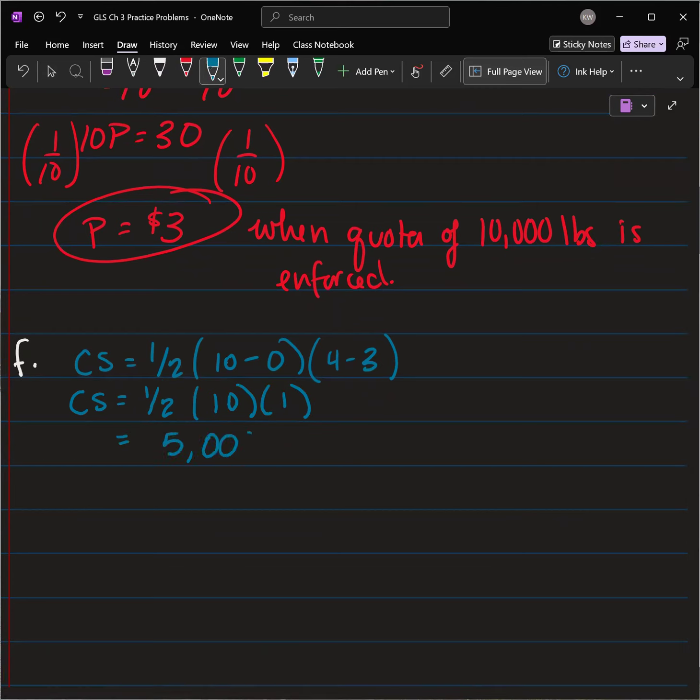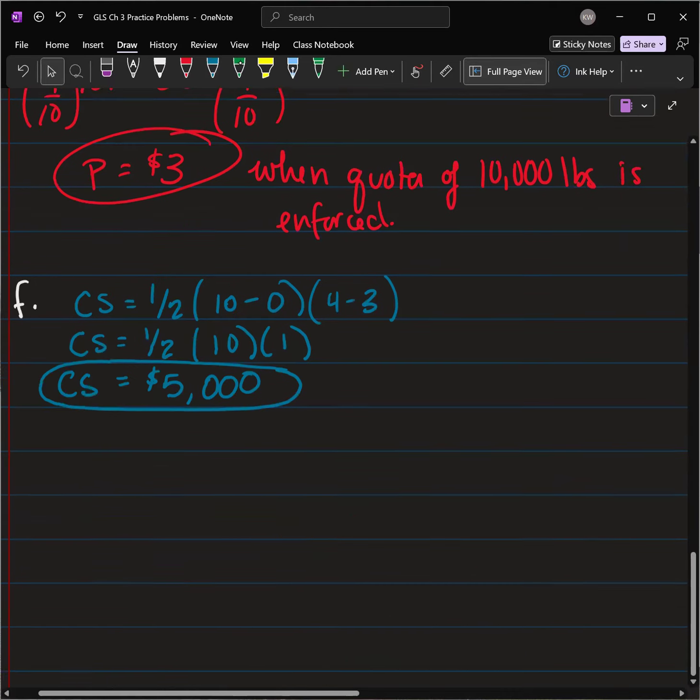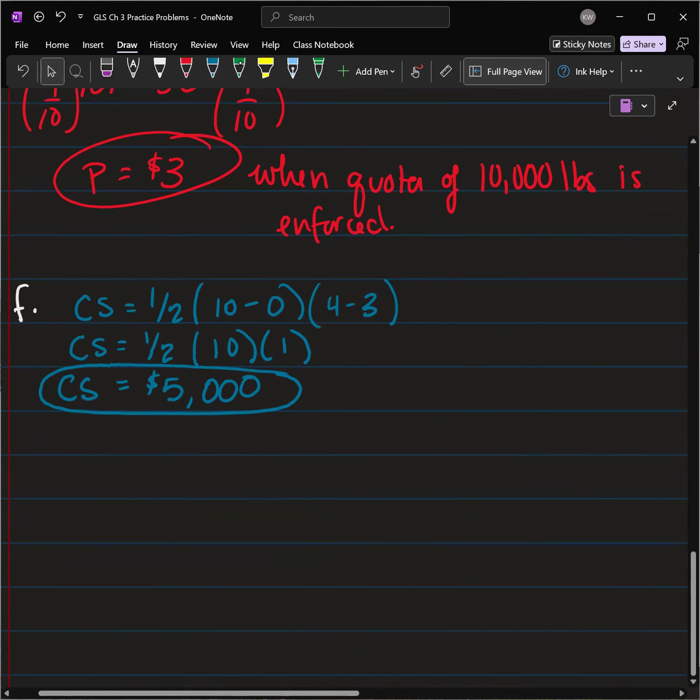And then our quantity is again measured in thousands, so we want to multiply that final value by 1,000. And that gives us our consumer surplus, which is now $5,000. And it's fallen from $20,000. So consumer surplus has fallen a lot as a result of this quota. Producer surplus here is now a rectangle plus a triangle.